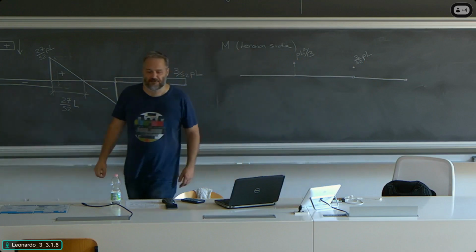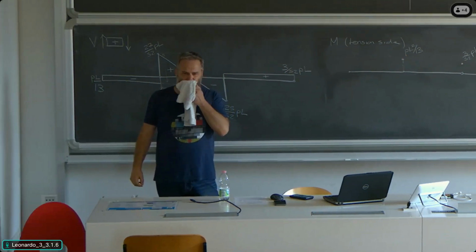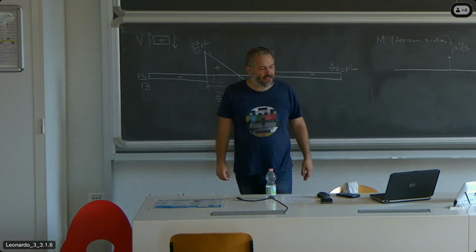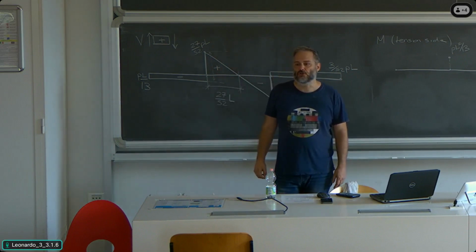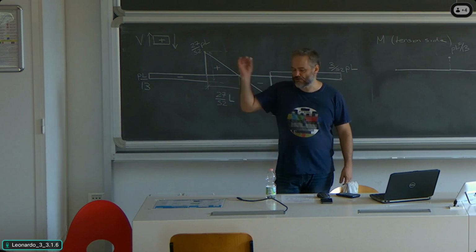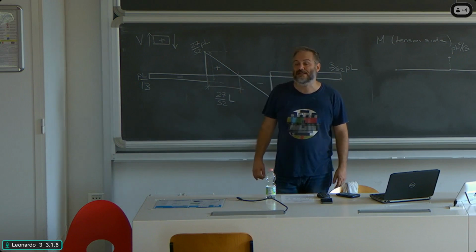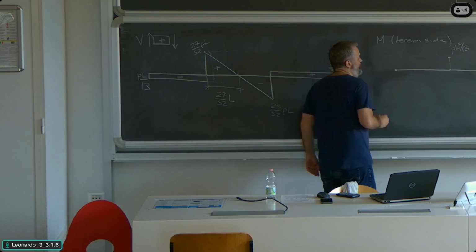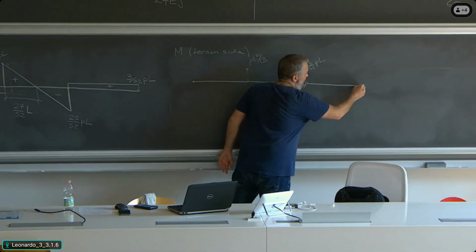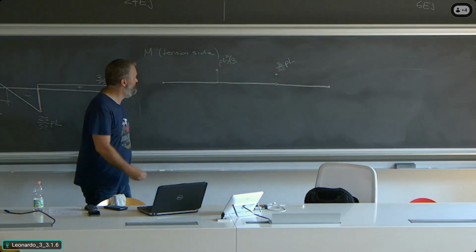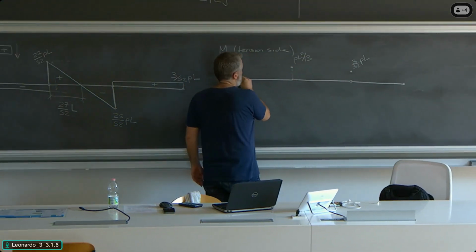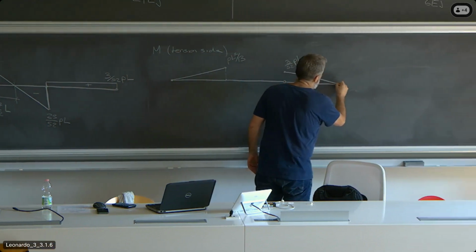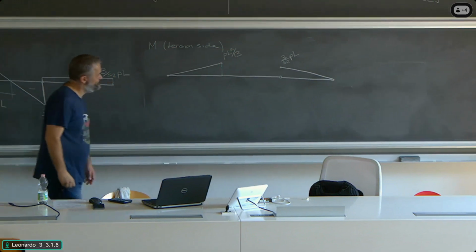What happens in the first and in the last span? We know no distributed load is applied, no concentrated load applied, so the bending moment should be linear. Since we know that at the first end A and at the last end C, where there are rollers, the moment is 0, this is the bending moment diagram on the first span. This is the bending moment diagram on the third span. Linear.